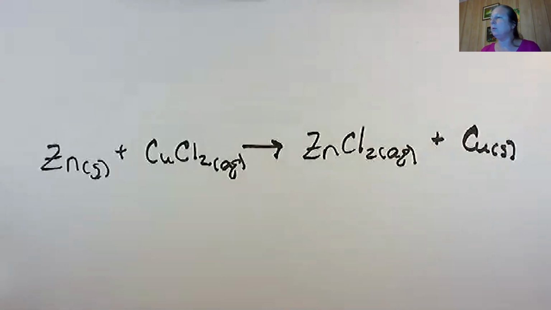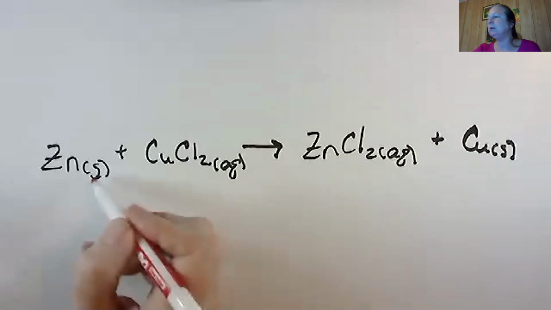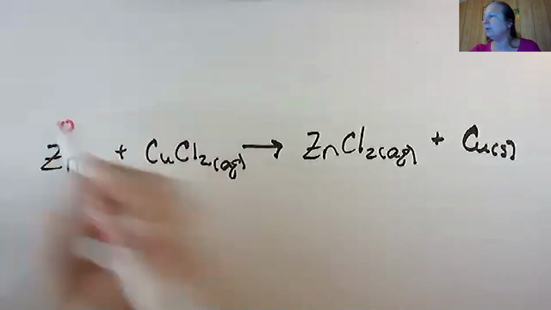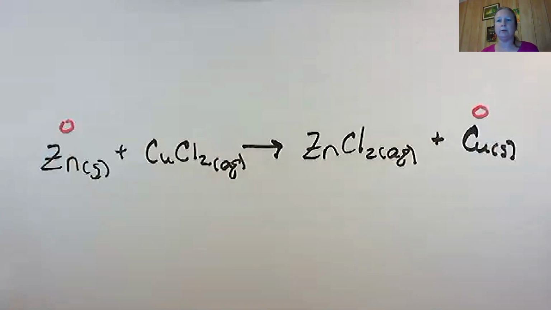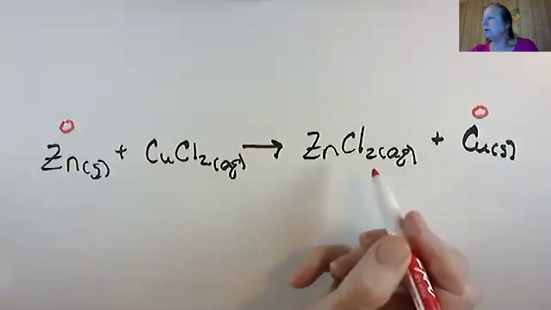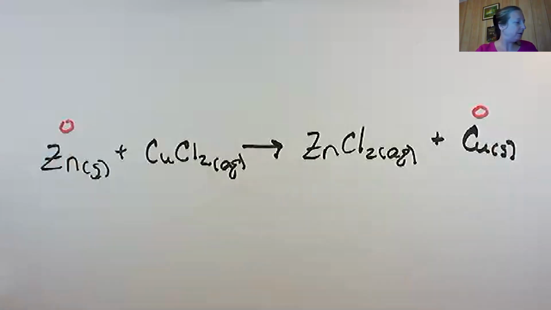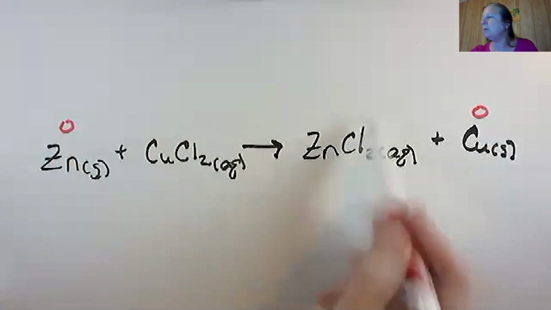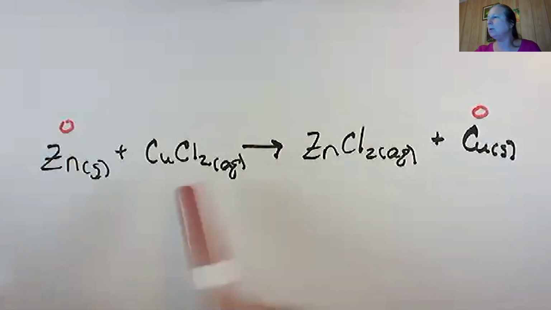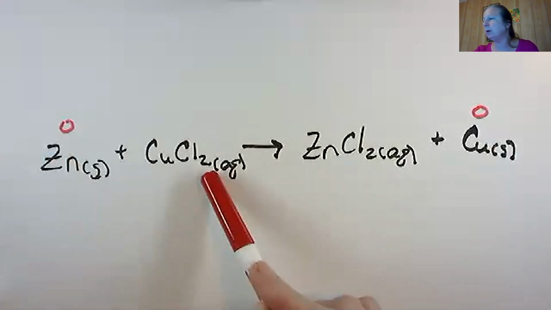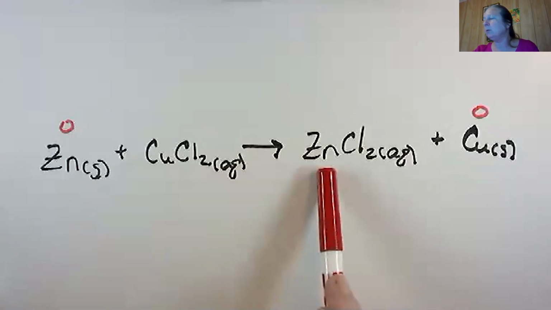So, let's do the easy numbers first. According to our rules, any single element is 0. So zinc solid and copper solid, they are not ions, they are just elements, so 0. Okay, and you would look at this and say, well, how do I know? I have a kind of sort of rule for chlorine. I don't have a rule for copper. I don't have a rule for zinc.